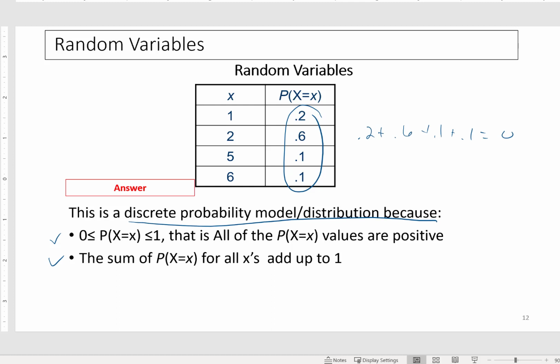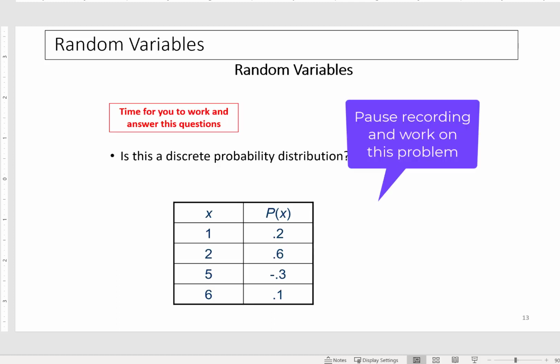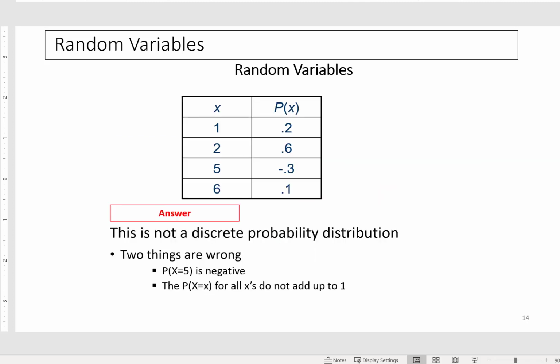Let's look at another example. Is this a discrete probability distribution? Well, upon first look, you can see it's a negative number. So right away, we know this cannot be a discrete probability distribution. But even if we added up all these numbers, they don't equal 1. So it has all kinds of problems.